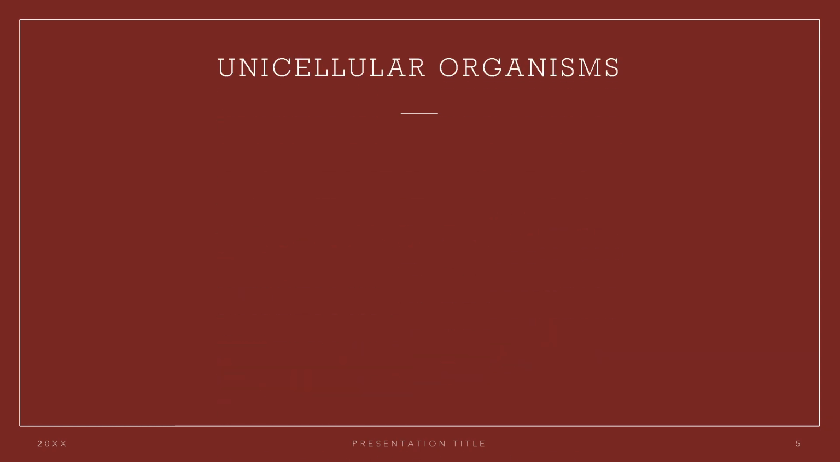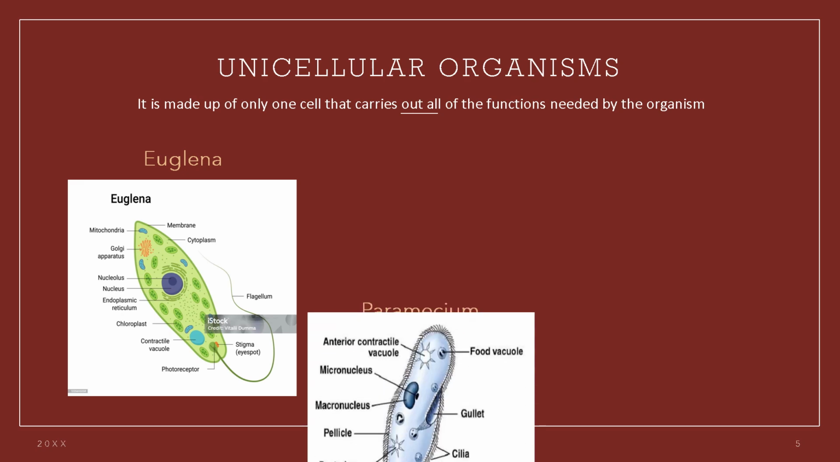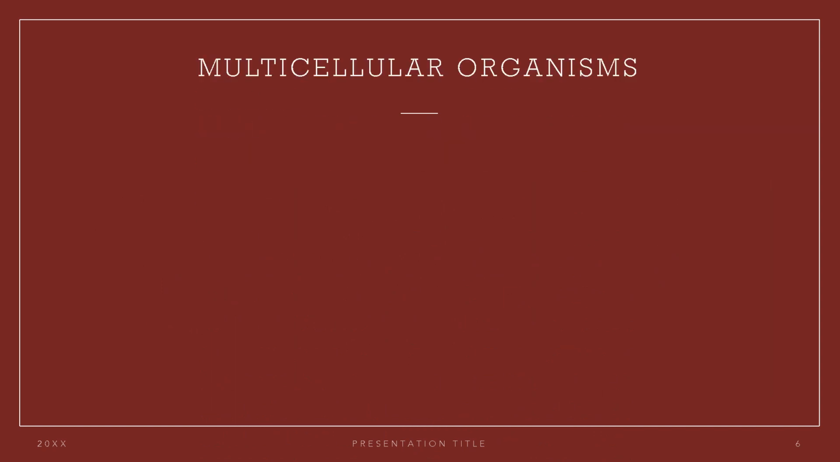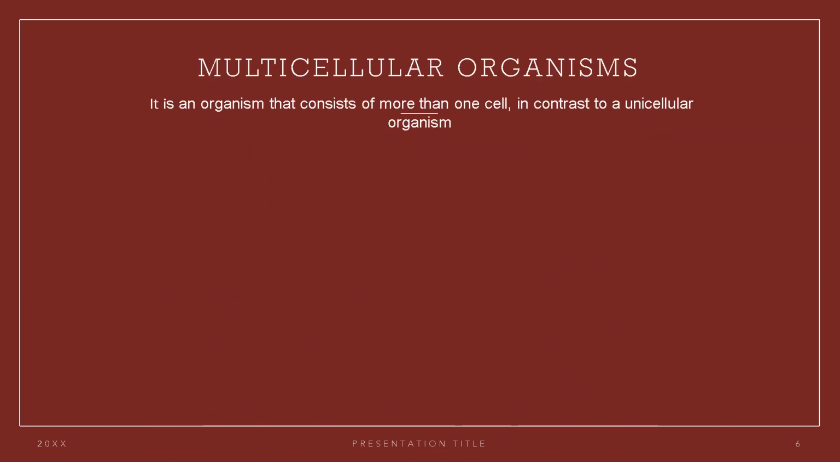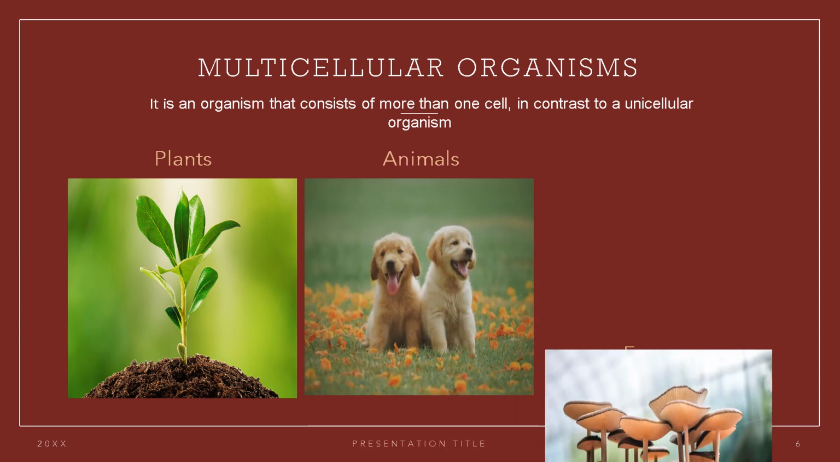Unicellular organisms. It is made up of only one cell that carries out all of the functions needed by the organism. For example, the euglena, the paramecium, and yeast. Multicellular organisms. It is an organism that consists of more than one cell, in contrast to a unicellular organism. For example, plants, animals, and fungus.